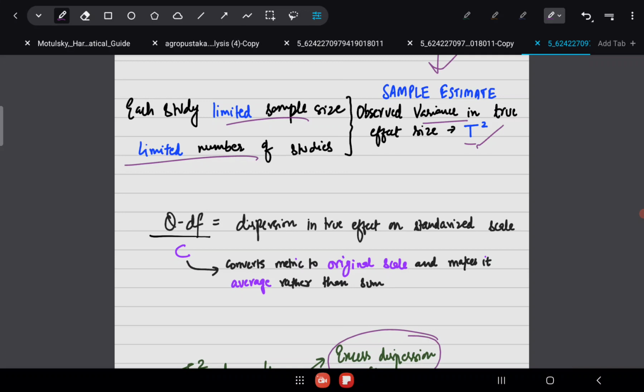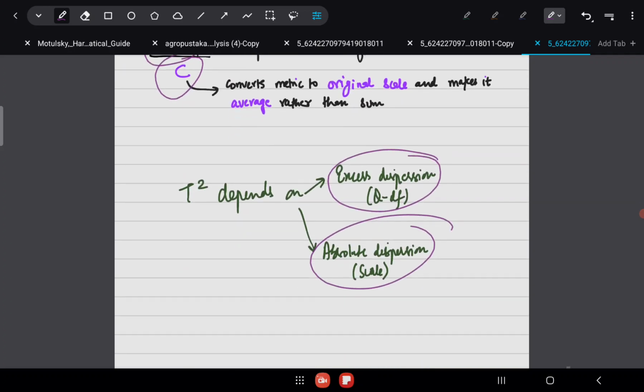This is the formula for t-square. When we divide the excess dispersion by C, what this does is convert the Q statistic back into the original metric, and it also converts it into an average rather than a sum. These two properties are really important for the t-square statistic: it is on the original metric and it is an average rather than a sum, which makes it a more intuitive statistic as compared to the Q statistic.